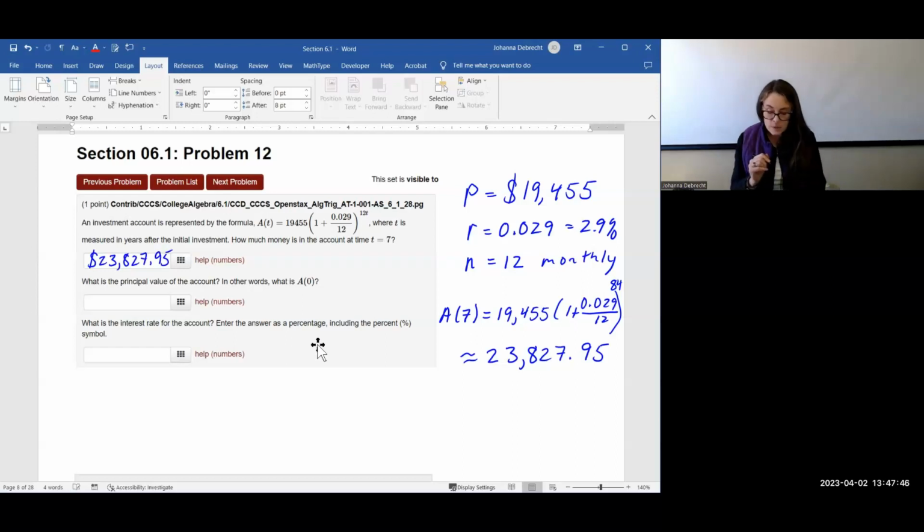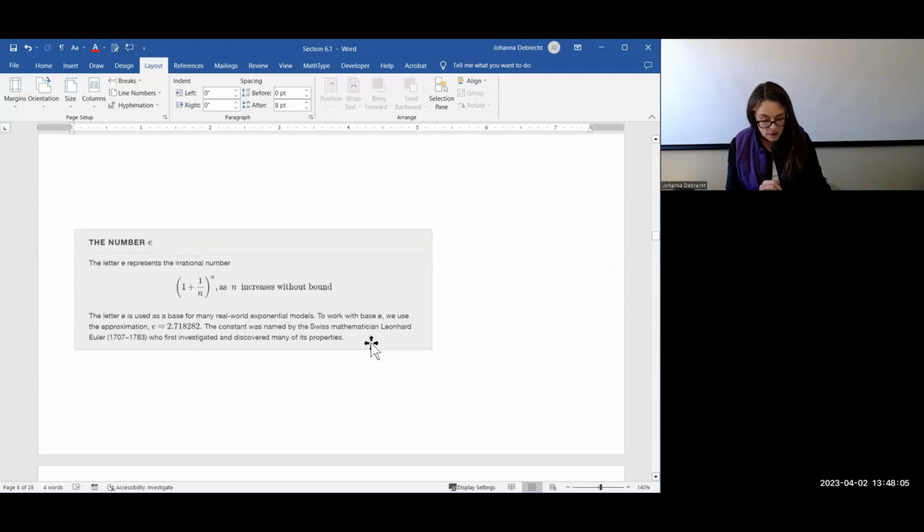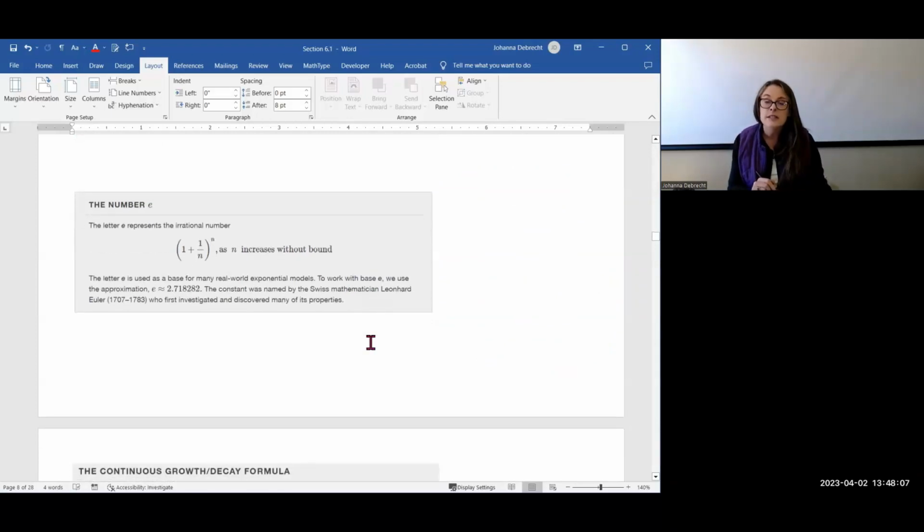Okay. Now, what is the principal value? We already said that's 19,455. And we already entered the interest rate. They want it as a percent, and don't forget the symbol. So this is 2.9%. All right, let's move on to the next problem, which talks about continuous compounding.